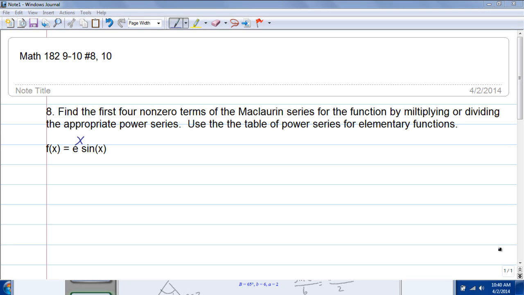Hi, we're doing some problems here. This is 182, Math 182. We're doing numbers 8 and 9 from 9.10, which correspond to numbers 47 and I think 63 in the book. So these are the online problems.